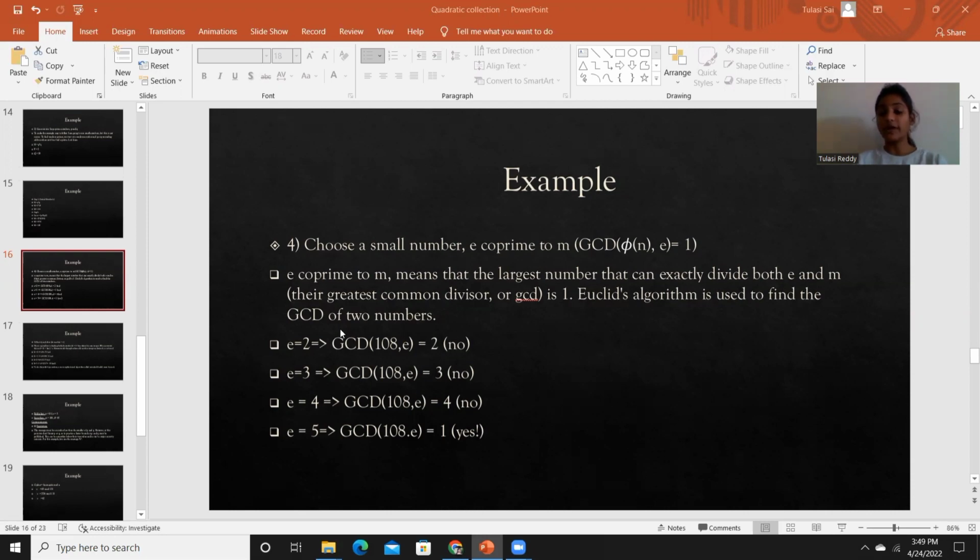Now we will be finding the value of e. So the GCD of psi of n comma e should be equal to 1. We will be assuming values, let us take 2. So it will not be considered. Again 3, not equal to 1. Again 4, not equal to 1. By taking the value of 5, that is GCD of 108 comma 5 equal to 1. So we will be selecting the value of 5 for e.